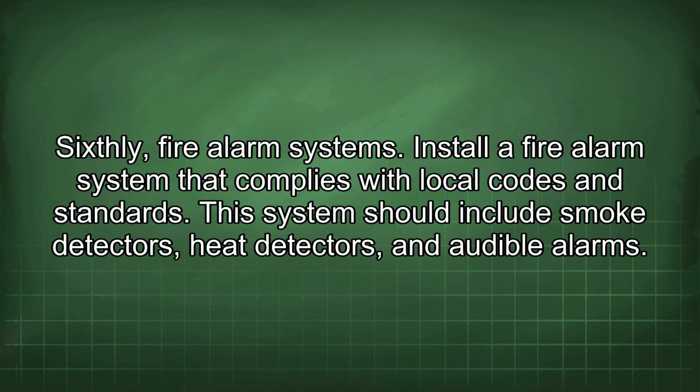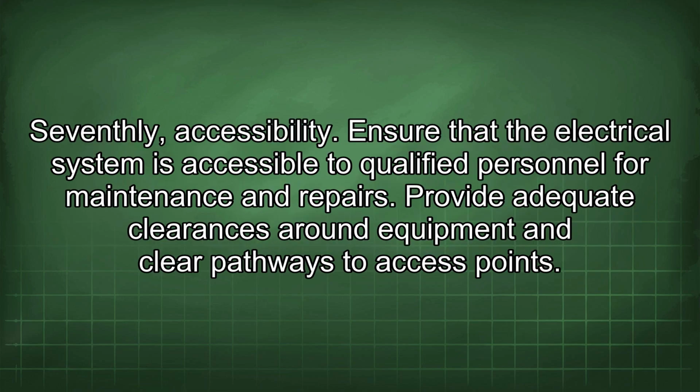Sixthly, fire alarm systems. Install a fire alarm system that complies with local codes and standards. This system should include smoke detectors, heat detectors, and audible alarms. Seventhly, accessibility. Ensure that the electrical system is accessible to qualified personnel for maintenance and repairs. Provide adequate clearances around equipment and clear pathways to access points.